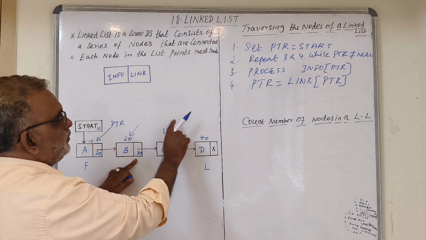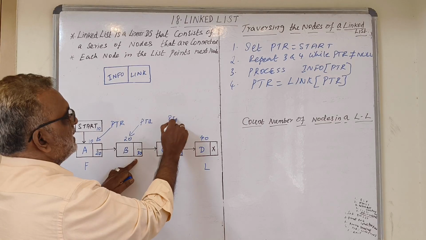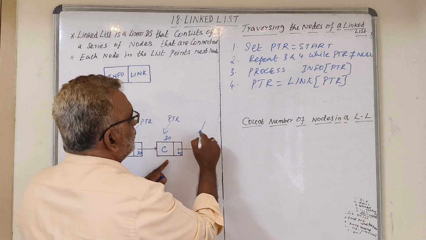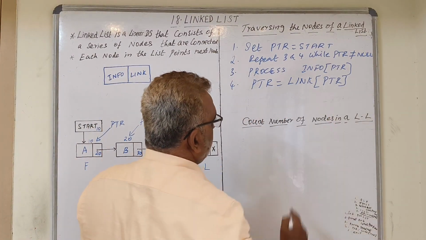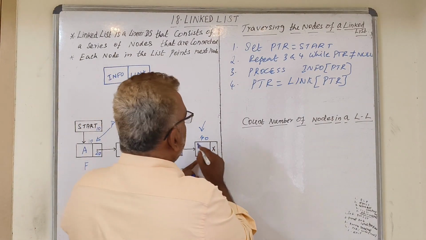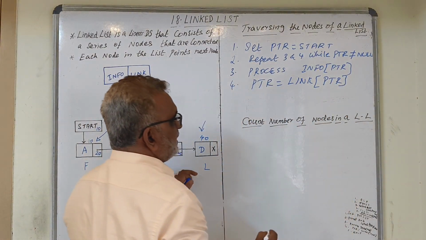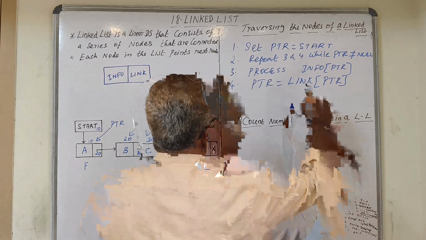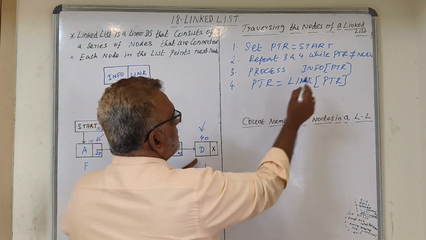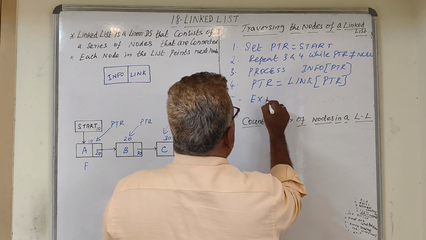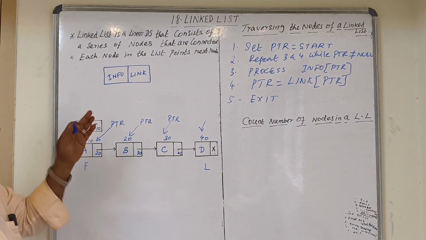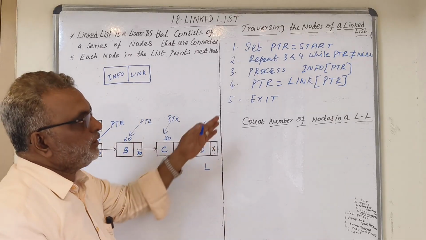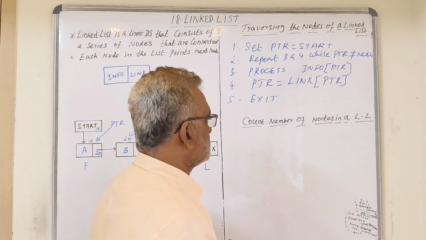So now PTR is here. Similarly, after processing C, we move the PTR to the next, that is, PTR is replaced by the link of PTR. Every time we check the condition, whether PTR is not equal to null. Only then will we repeat this process. Once the PTR value is null, we stop the process, that is, exit. So this is how we can traverse each and every node. This is the algorithm to perform traversal in a linked list.